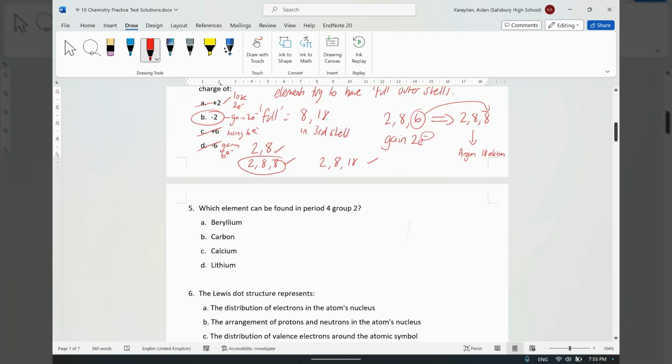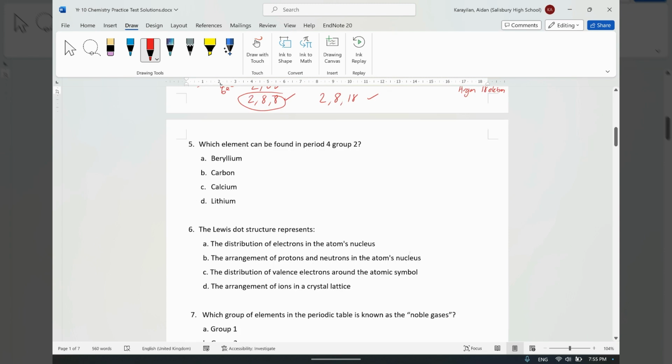Okay, moving on. So we have question 5. It says, which element can be found in period 4 and group 2? To do this one, you need to remember that periods are rows and groups are columns. So we're in row 4, column 2. So we're going to scroll down. Remember, row 4, column 2.